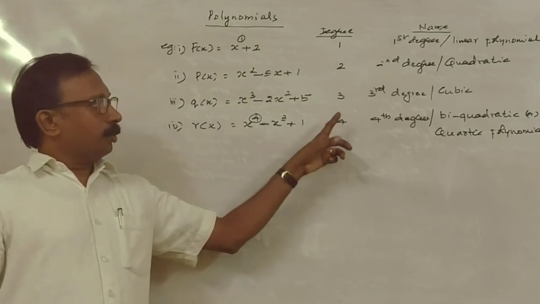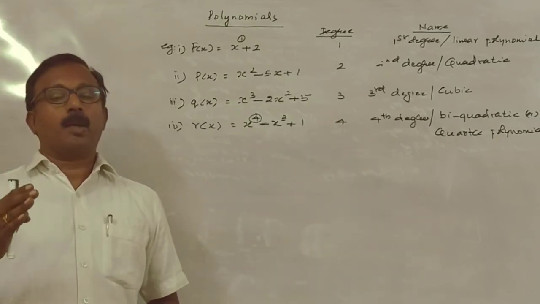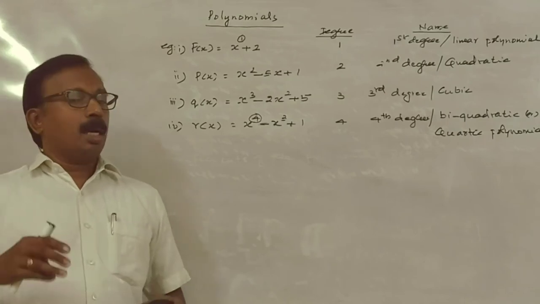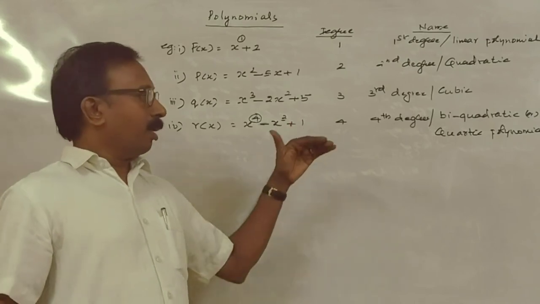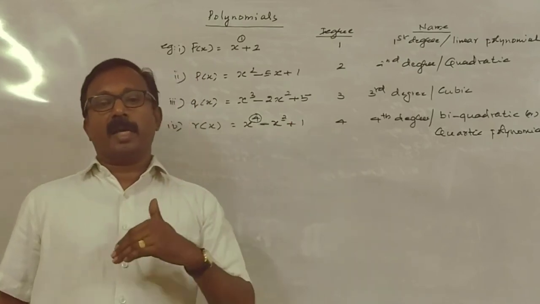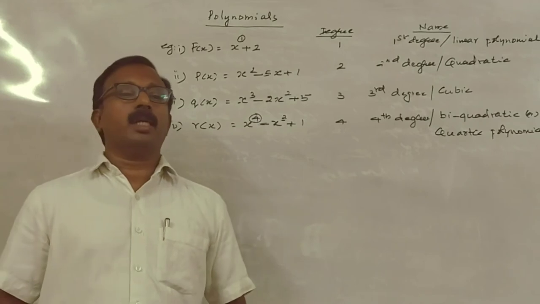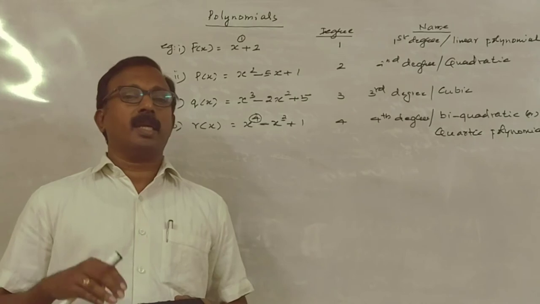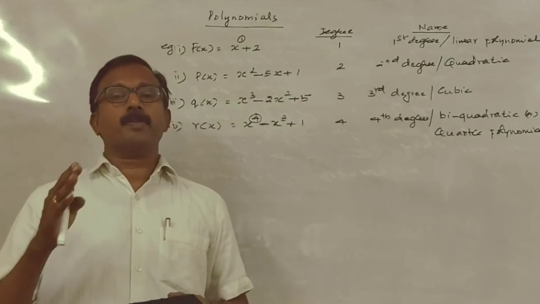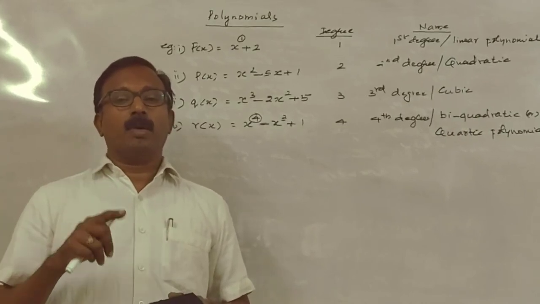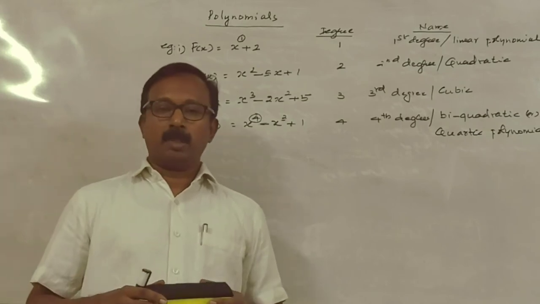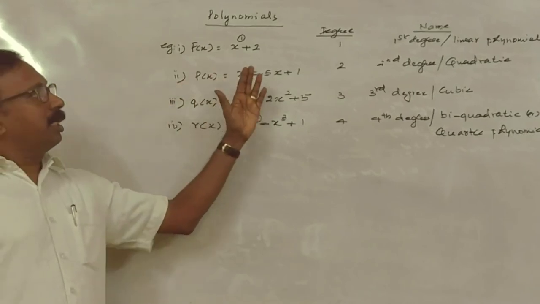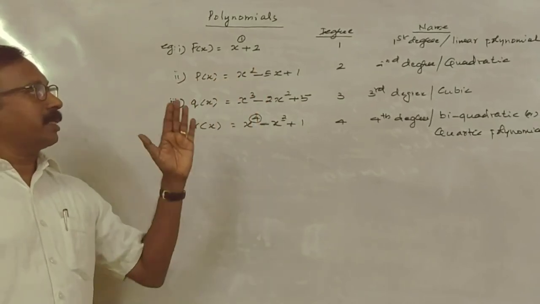When the degree is 4, it is a fourth degree, biquadratic or quartic polynomial. From degree 5 onwards, degree 5, 6, 7, 8, 9, 10, we say polynomials of degree 5, polynomials of degree 6, polynomials of degree 7, etc., and the general one is a polynomial of degree n. This way we can find the degree of a polynomial and its name.